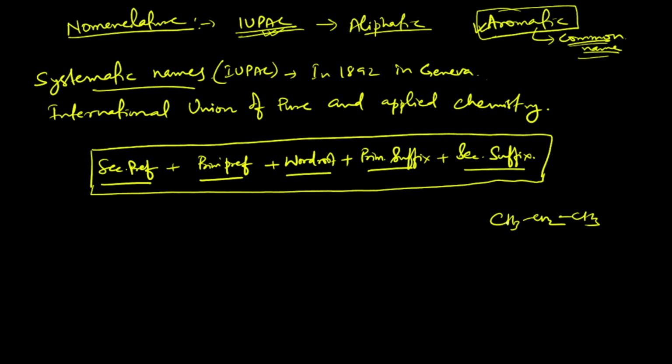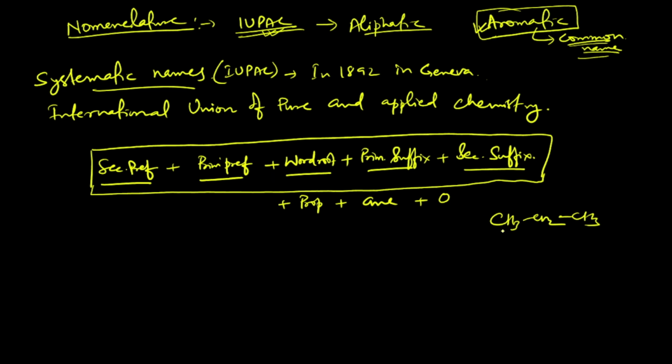Suppose this example I am taking, this is having 3 carbons. So 3 carbon we are calling word root prop. Plus, what is primary suffix? Here, all the carbon is having carbon-carbon single bond. If it is single bond, then we are writing A and E, okay? Then what about secondary suffix? Is there any functional group? No, right? So we'll put 0.